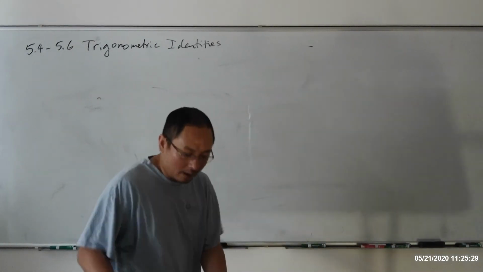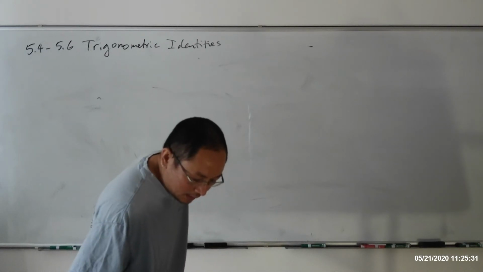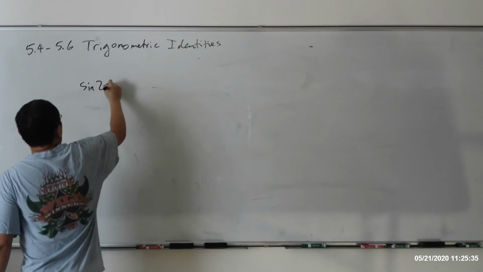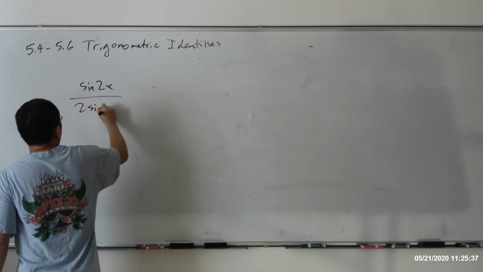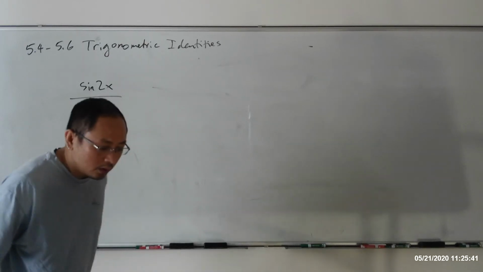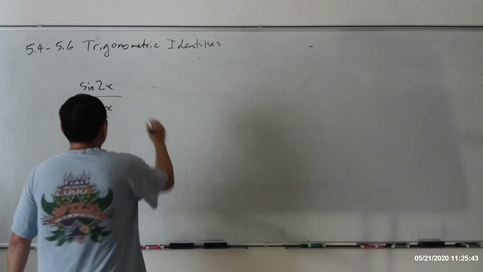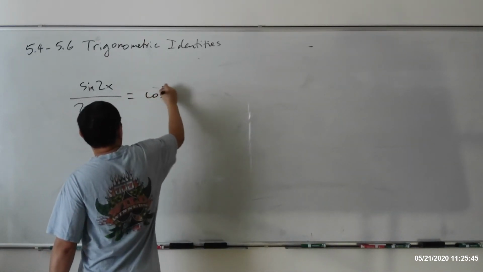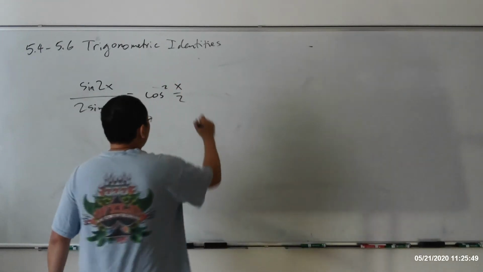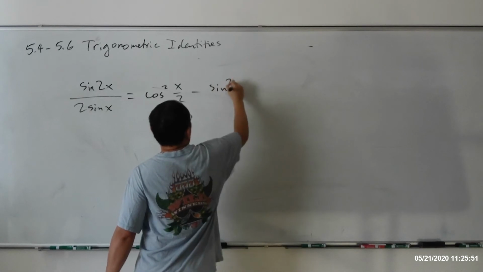I'm looking at the problem right here. Sine 2x over 2 sine x. Oh, this is like the double angle formula. Show that it equals cosine squared of x over 2 minus sine squared of x over 2. Oh boy.